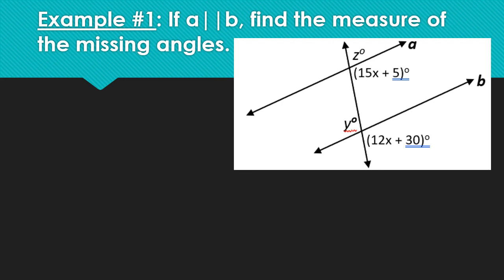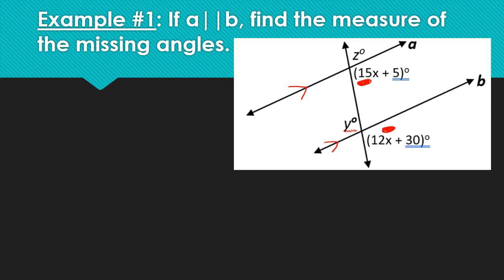All right, so let's look at example number 1. Example number 1 says that A is parallel to B. So I look at A and it's parallel to B, so that means I have some special properties. It says find the measure of the missing angles. So first of all, I have to look at what I'm given. I'm given this angle here and this angle here. So those are the two with the expressions that I have to work with.